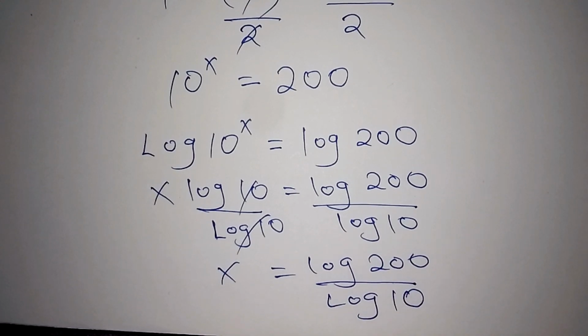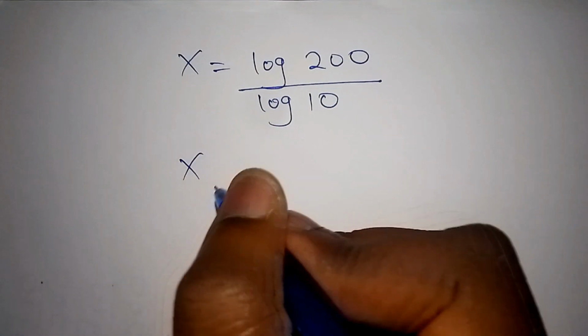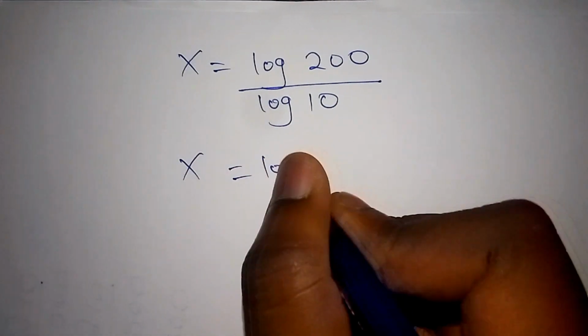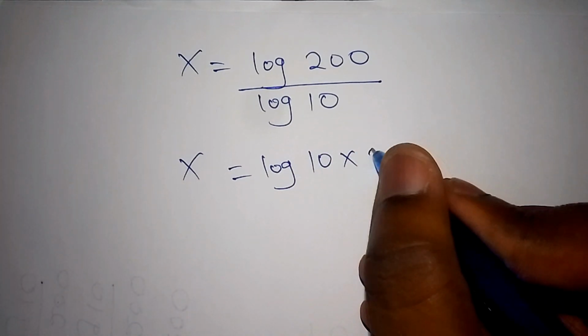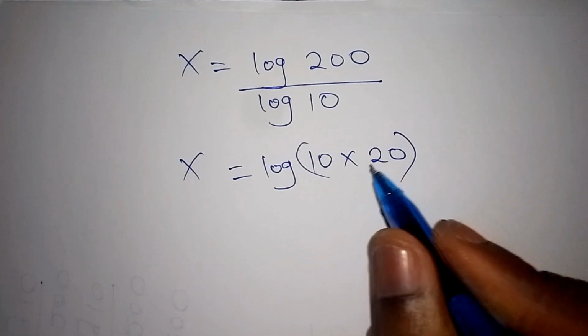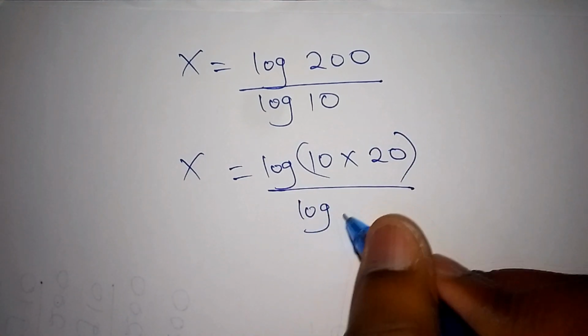We don't stop there. Next we shall have this one. We can still factorize the log of 200. Now we shall have x is equal to the log of, into bracket, 10 multiplied by 20, because 10 multiplied by 20 is 200, all over the log of 10.